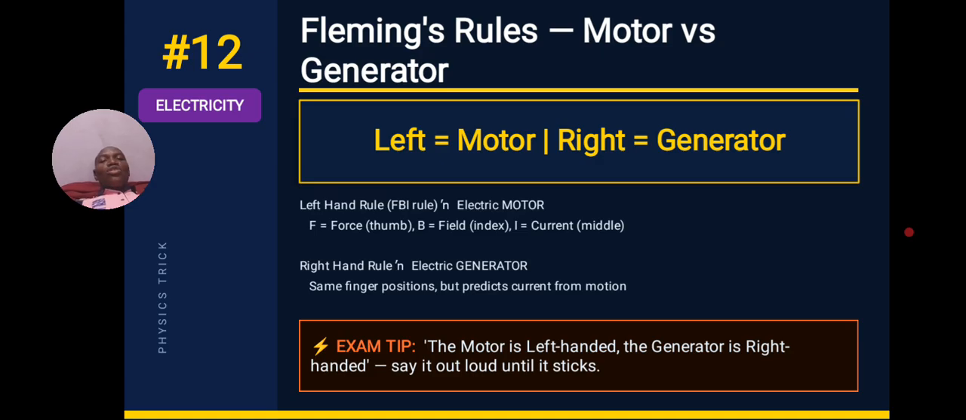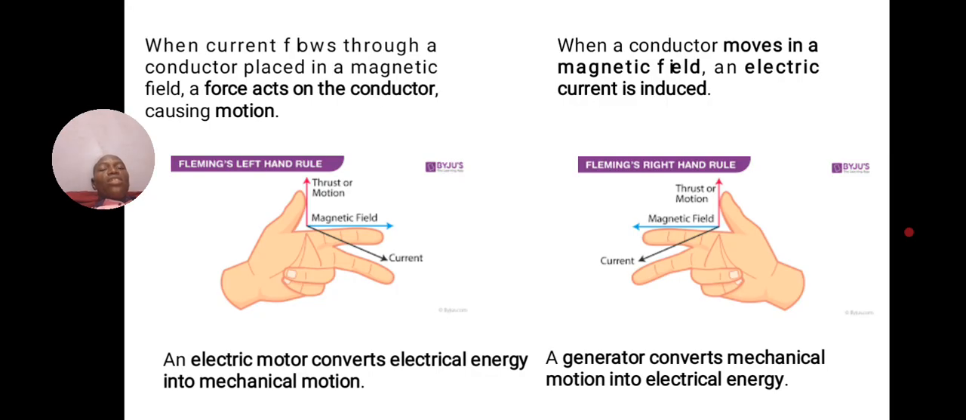Just know this. I can't say more than that. Try by all means to know this. So motor is left-hand rule. Generator is right-hand rule. Make sure you master this rule. So when current flows through a conductor placed in a magnetic field, a force acts on the conductor causing motion. So this is the left-hand rule, which is talking about a motor.